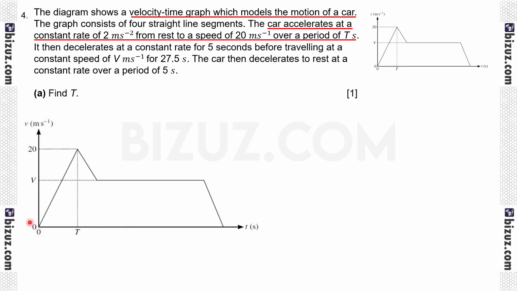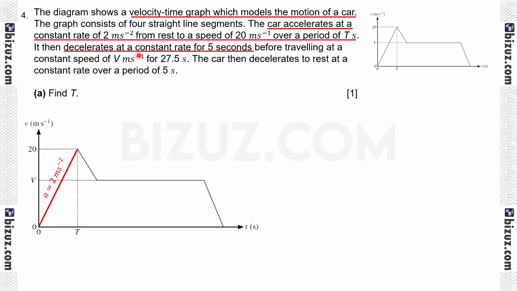So from 0 rest, here the car is at rest, till the first t seconds, it travels at a constant acceleration of 2 meter per second square. So the slope of this velocity time graph is the acceleration, which is 2 meter per second squared.